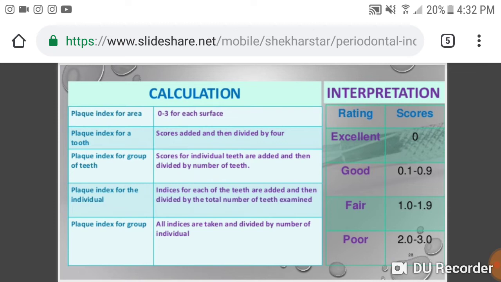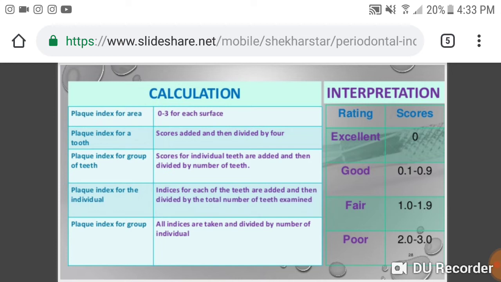Calculation: plaque index for area, 0 to 3 for each surface. Plaque index for a tooth, scores are added and then divided by 4. Plaque index for a group of teeth, scores for individual teeth are added and then divided by the number of teeth. Plaque index for the individual, indices for each of the teeth are added and then divided by the total number of teeth examined. Plaque index for a group, all indices are taken and divided by the number of individuals.